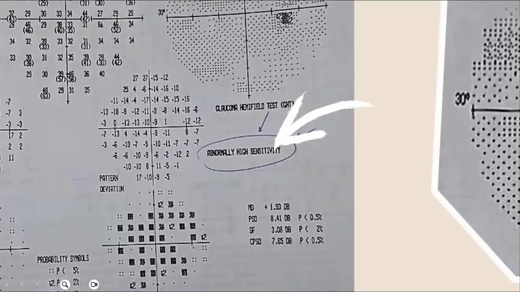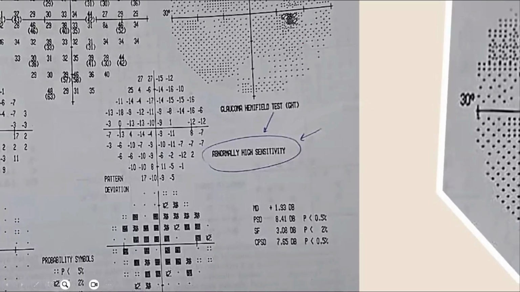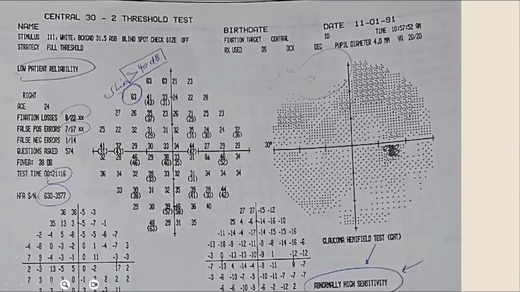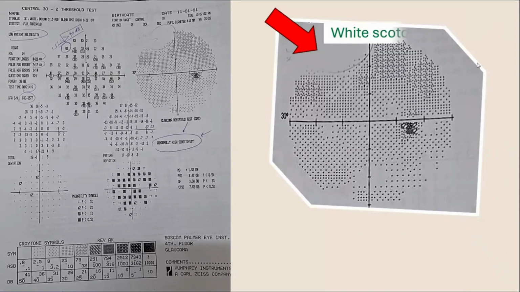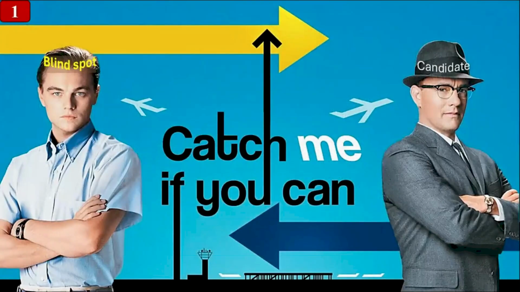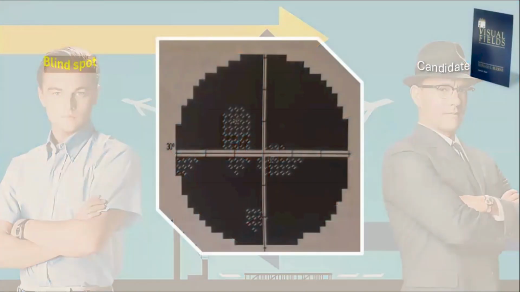And here in Humphrey there is a message under the glaucoma hemifield test: abnormally high sensitivity. And actually, this is an unreliable test because we have two X marks here: fixation losses high, and also false positive results or errors. All right. So this is called white scotoma. It means high false positive errors. Again, we're still in the first question, catch me if you can. We are talking about catching or finding the blind spot in the visual field printout. Okay, which visual field? Right or left?